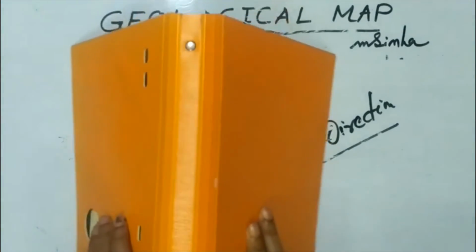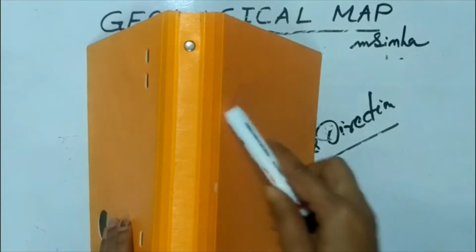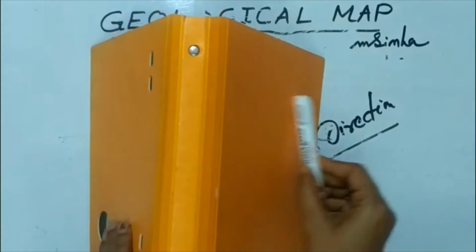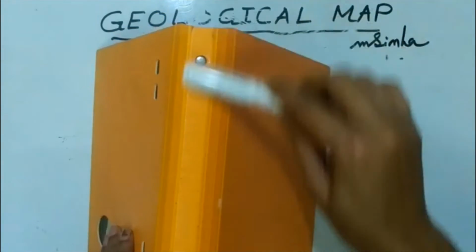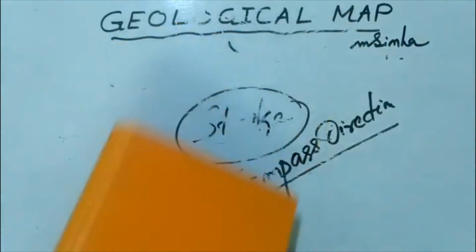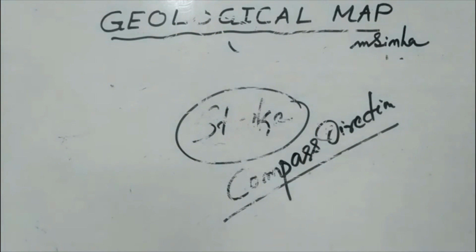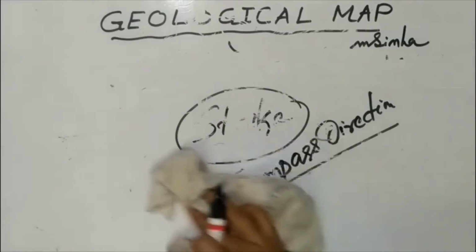Suppose this is the fold. Okay, this is the dip. You know, the inclination of the bed, of the rock bed, is the dip, and this is the strike. Okay, so what do you mean by strike? Strike is a compass direction.